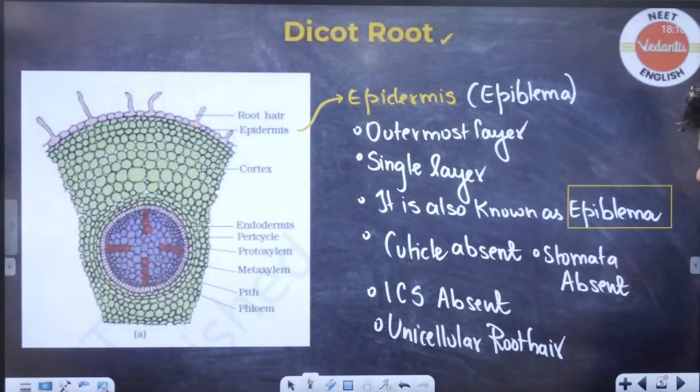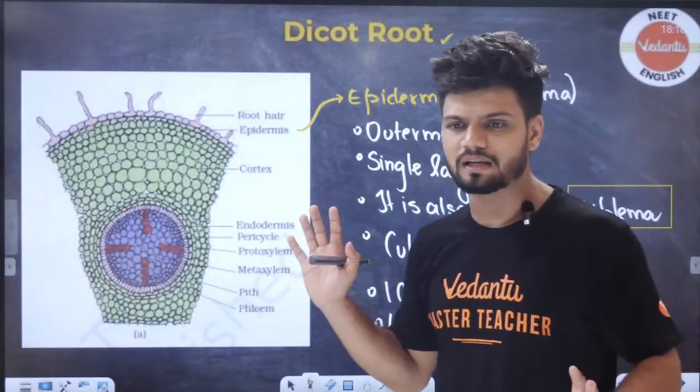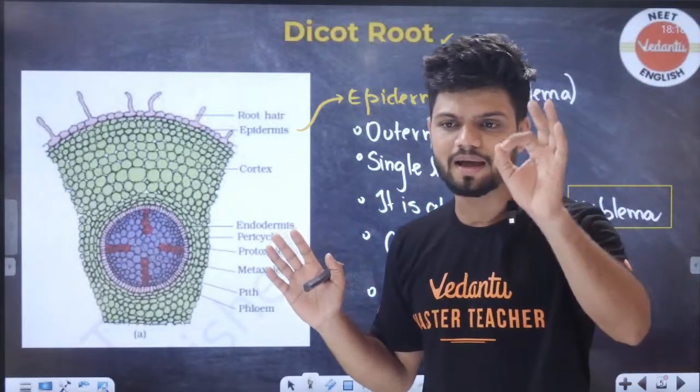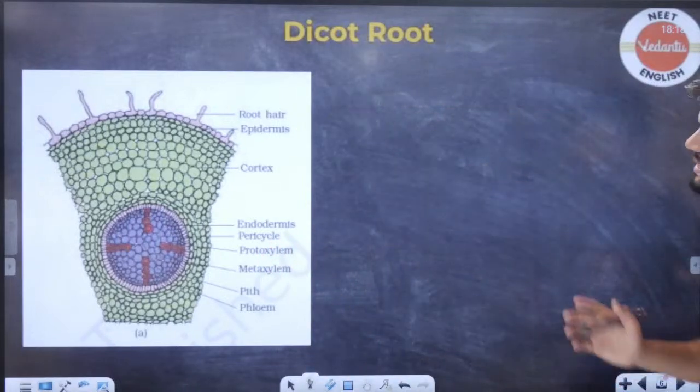Now, students, you need to remember this root hair is also called trichoblast. That is not given in your NCERT. Now, till here, clear. Now, students, which is the next layer?